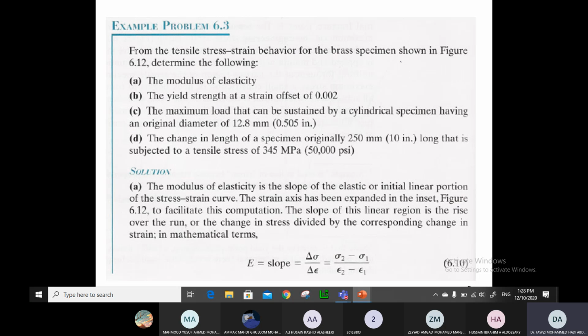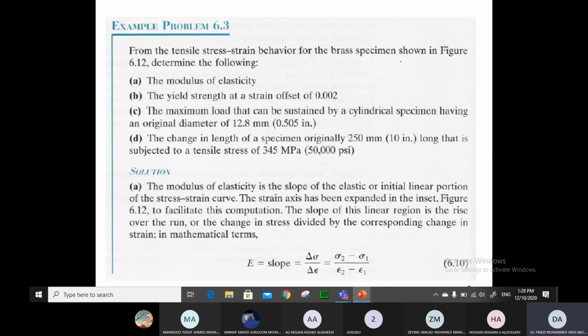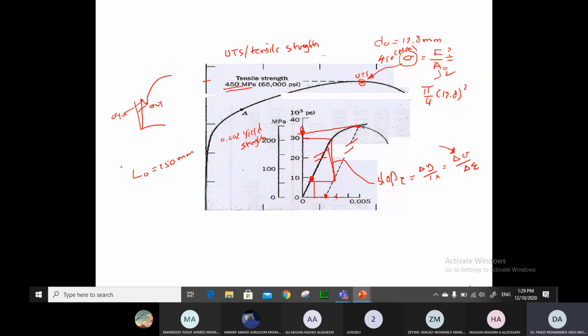The change in the length of a specimen, originally 250 millimeter. So we have the original length, we are being told, is equal to 250 millimeter. It says, what is the change in the length if the material is subjected to a tensile stress of 345? Our stress is equal to 345 megapascal. Notice we are not being told anything about if it is in the elastic zone or not. So we need to search where this falls.